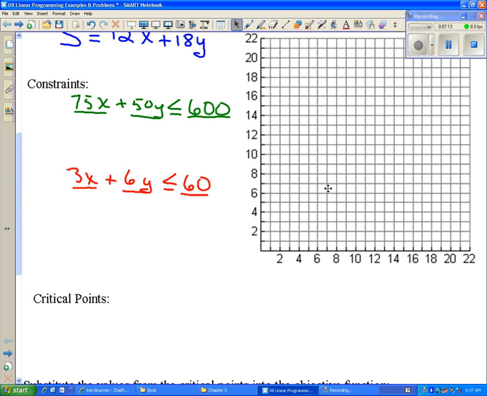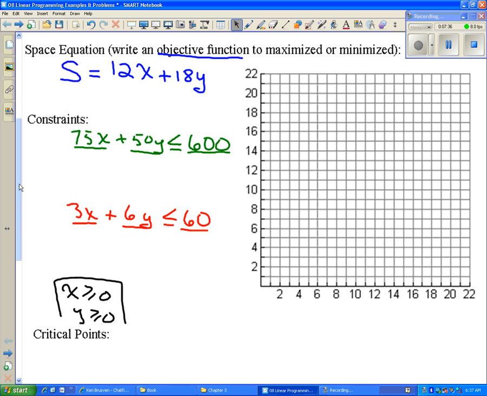By the way, I'm actually throwing in x is greater than or equal to 0, y is greater than or equal to 0. Because we're talking about real life things, these two are always going to be thrown in for free because I can't have a negative number of things. So those are my constraints. And let's see what I can figure out.